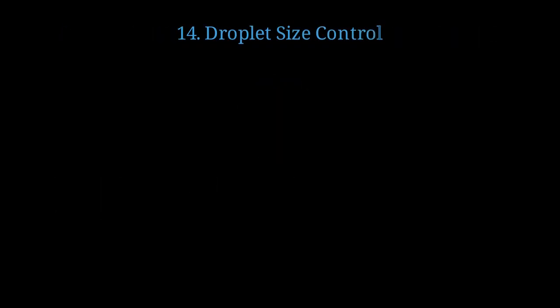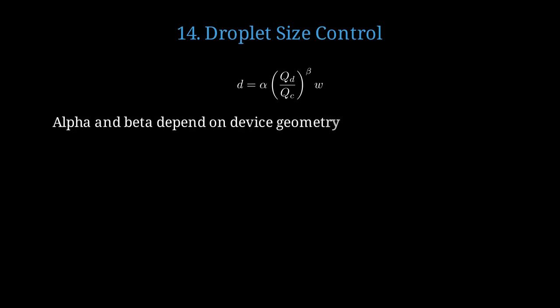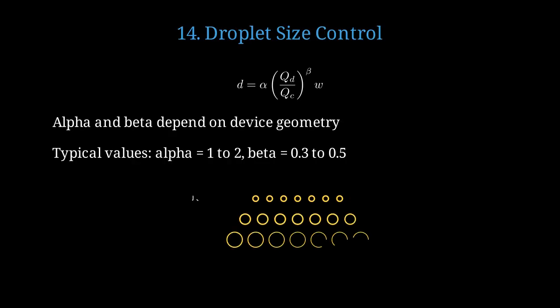Precise control of droplet size is achieved by manipulating flow rates and channel geometry. Droplet diameter equals a constant alpha times flow ratio to the power beta times channel width. The constants alpha and beta depend on the specific microfluidic device geometry. Typical values are alpha between 1 and 2, beta between 0.3 and 0.5. Increasing the flow rate ratio produces larger droplets, as shown in these three size distributions.